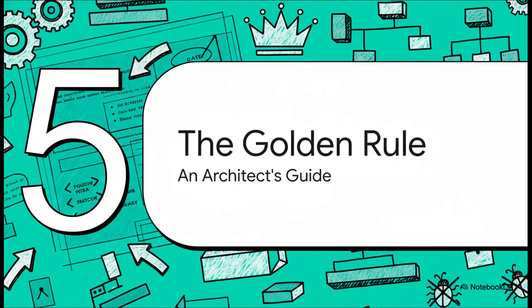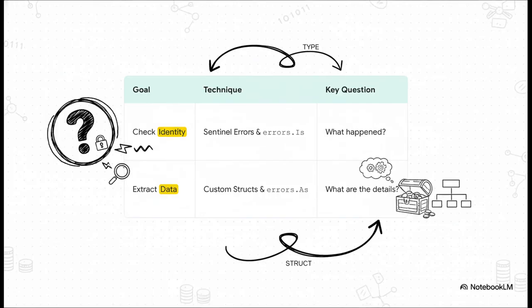So all of this brings us to a really simple, practical guideline you can use to decide which error strategy to use in your own code. Let's call it the architect's golden rule. Here's the rule, laid out plain and simple. When your goal is just to check an error's identity, you're just trying to answer the question, what happened? Like, was the file not found? That's when you use a Sentinel error with errors.Is.